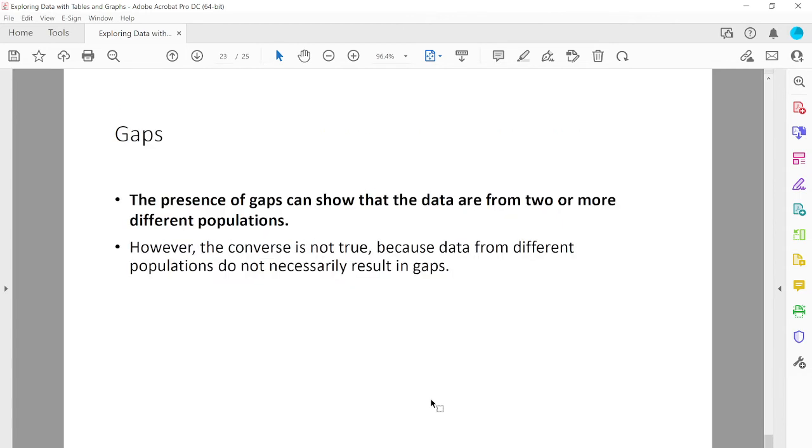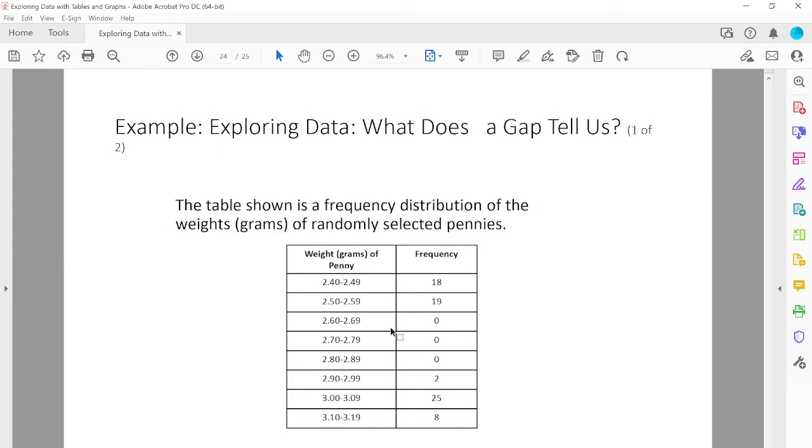The presence of gaps can show that the data are from two or more different populations, but not the vice versa. For example, here as you can see, this is the frequency distribution for the table. Here is a frequency distribution of the weight in grams of randomly selected pennies. From 2.4 gram to 2.49 gram there are 18, and as you can see here, from 2.6 to 2.69 to 2.79 and 2.89 it's 0, and right after that there are frequency more and more.